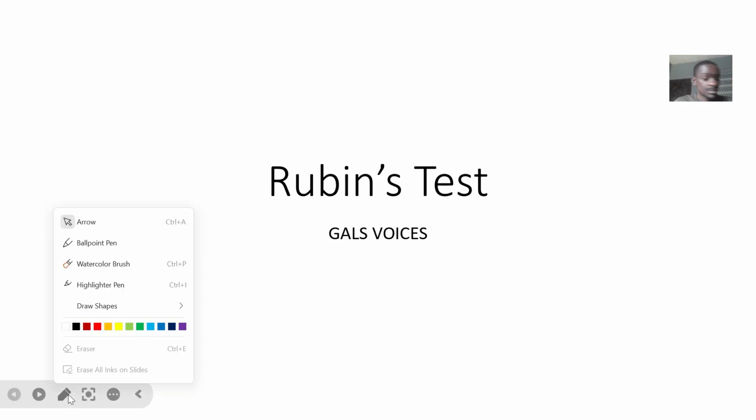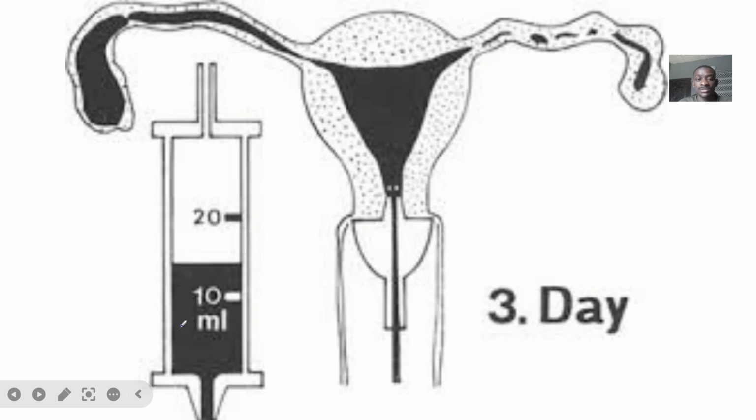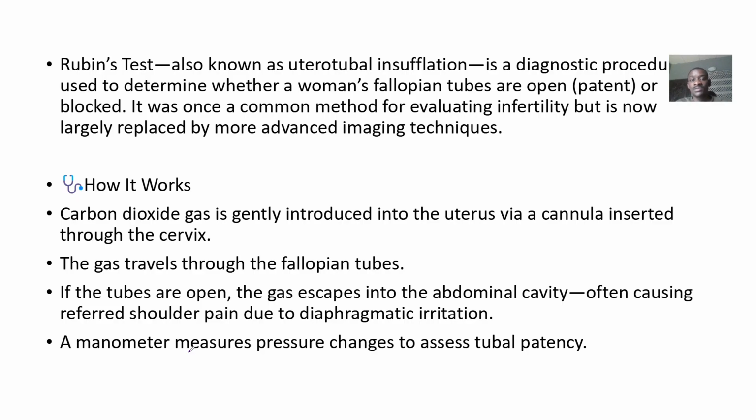So for the next test, which is very important in gynecology, we're looking at what's known as a Rubin's test. Rubin's test is more like I'm actually inflating fluid into the fallopian tube. So Rubin's test is also known as what? Uterotubal insufflation.